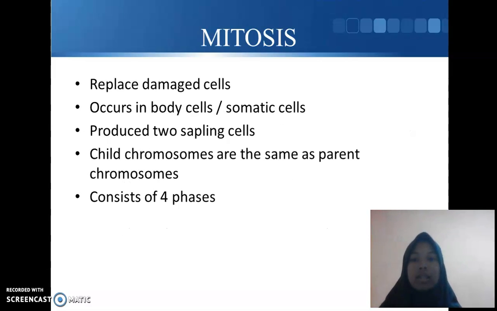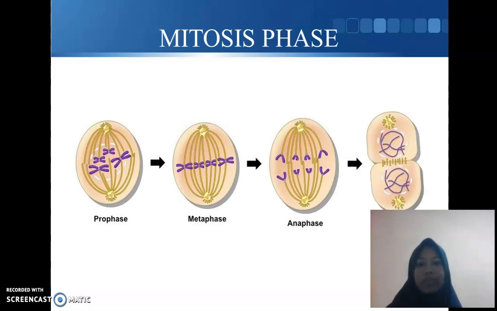Next, mitosis. The function is to replace damaged cells. It occurs in body cells or somatic cells, and produces two sibling cells. Child chromosomes are the same as the parent chromosomes and consist of four bases. The first phase of mitosis is prophase. The chromosomes appear condensed, and the nuclear envelope is not apparent.